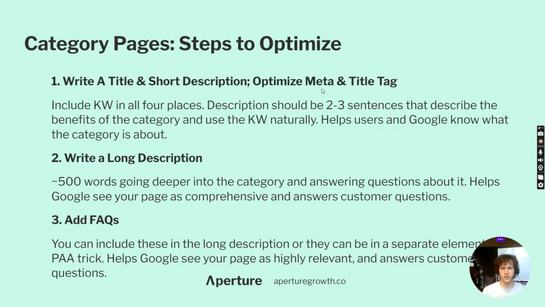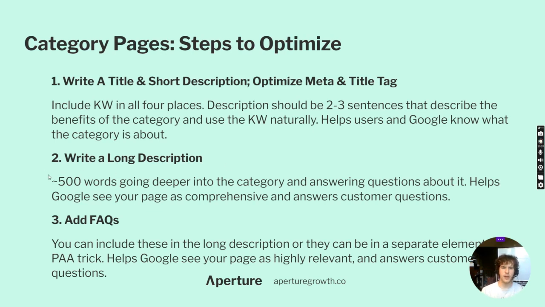So you want to have your keyword in all those different places. The short description basically is 2 to 3 sentences just below the title on the page, at the very top of the page, that describe the benefits of the product category and include your keyword naturally. These 4 elements from step 1 basically let your users and Google know what your category page is about.